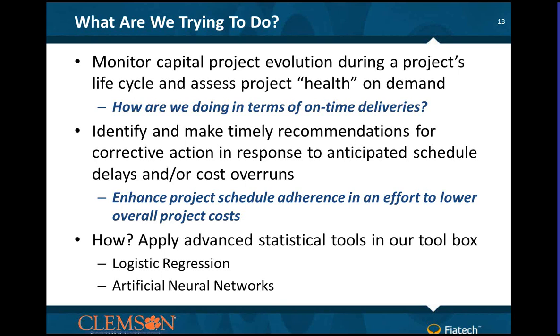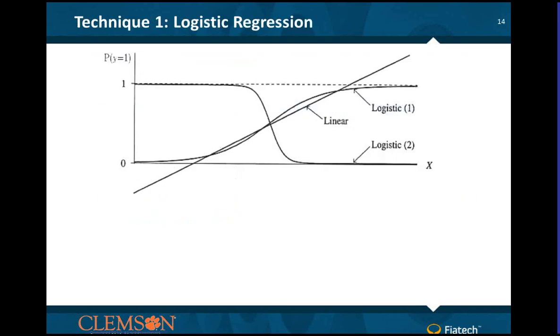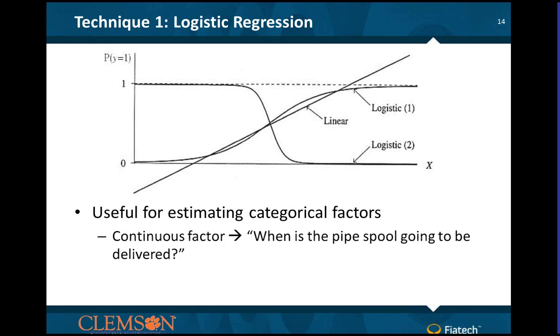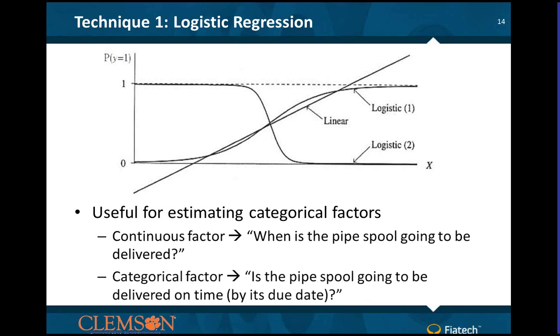So one of the techniques we're looking at is logistic regression. What you're looking at here is the idea of probability, yes, it's on time, or no, it's not. It's a 1 or a 0. It's a binary decision. We call that a categorical factor. So if I'm looking at, is an item going to be on time or not delivered to site, that is a yes or no answer. So we have a lot of continuous factors, like when is the pipe spool going to be delivered? We can forecast some period out in time. But the categorical analog is, is it going to be delivered on time, meaning by its due date, yes or no?